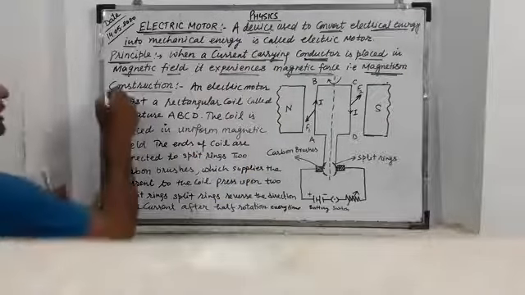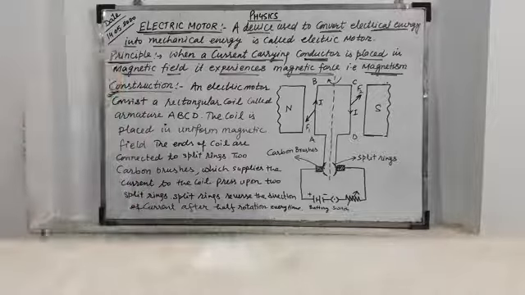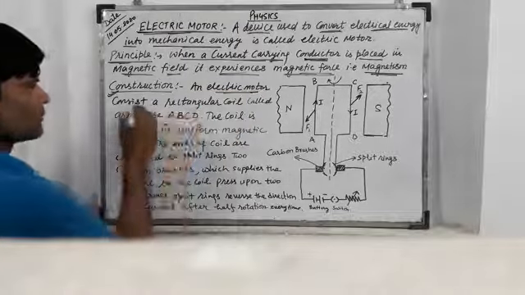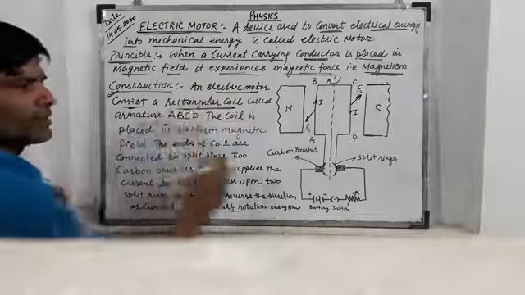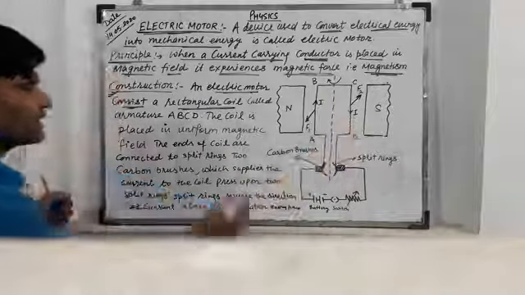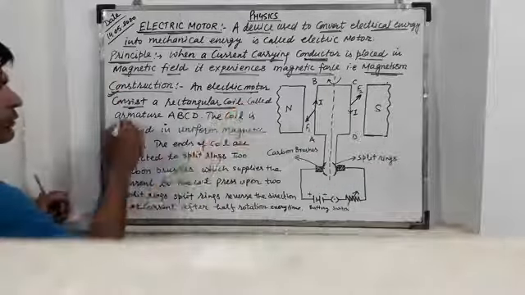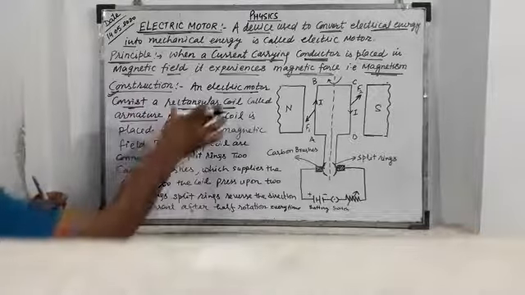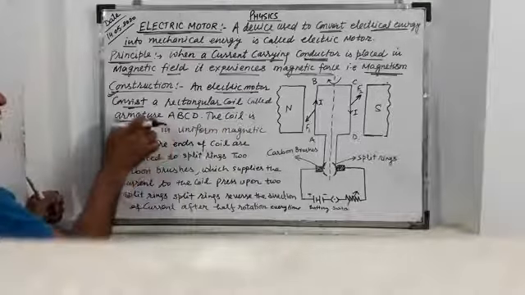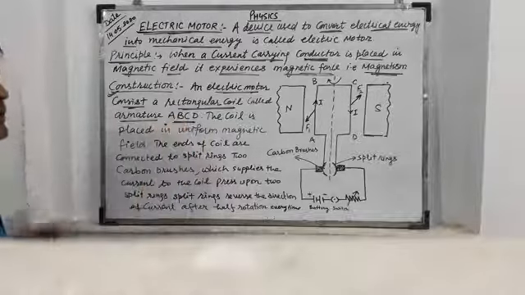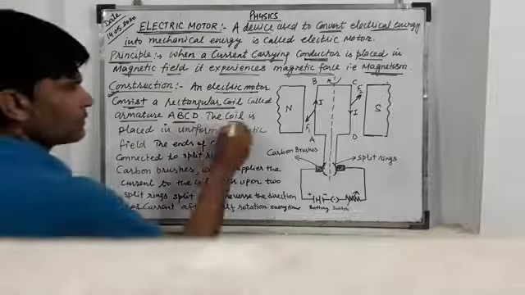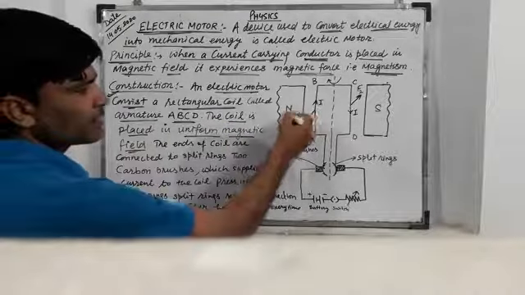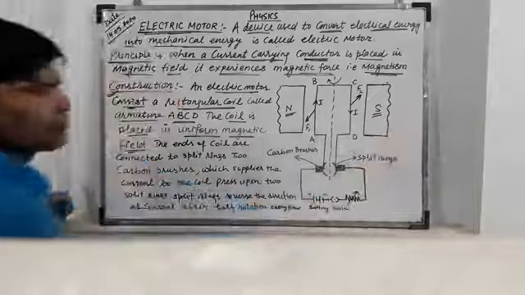Now the construction of the electric motor is shown by this diagram. An electric motor consists of a rectangular coil ABCD, the rectangular coil also called the armature. The coil is placed in a uniform magnetic field. This is represented by north to south.